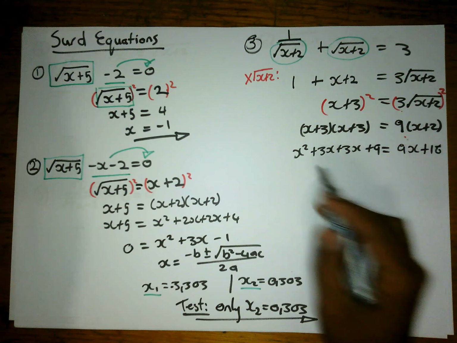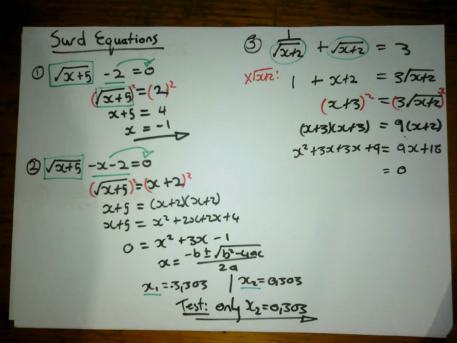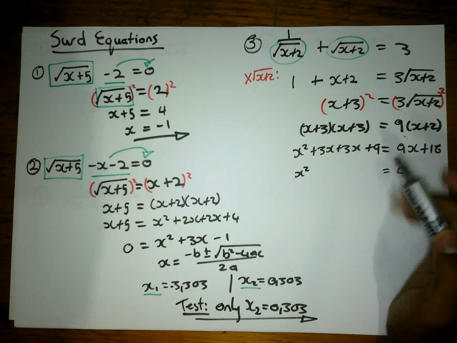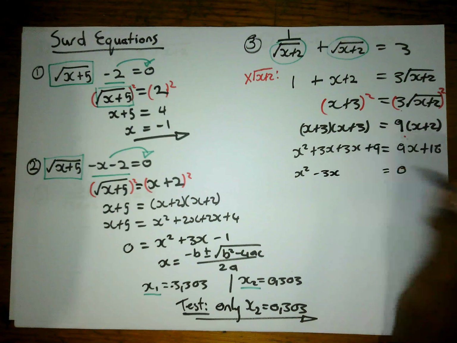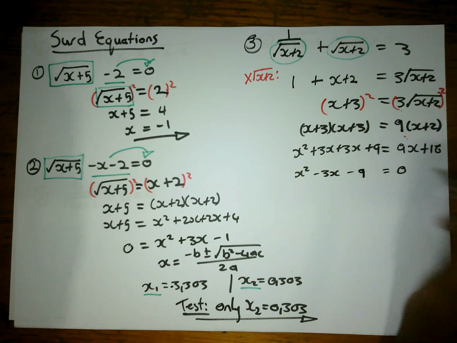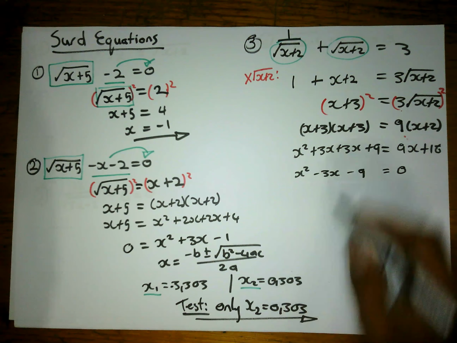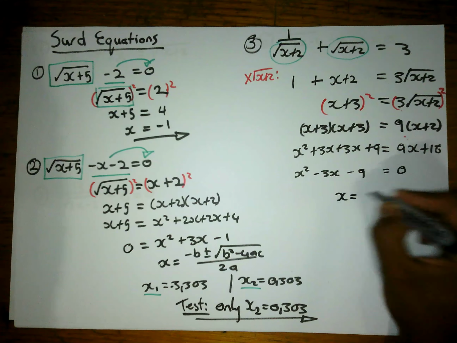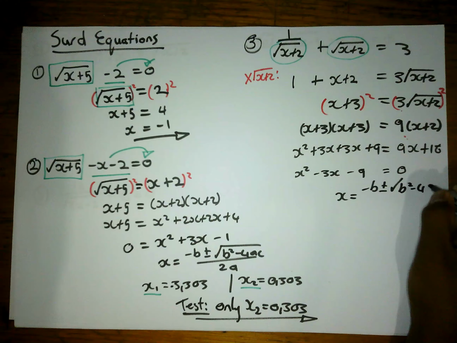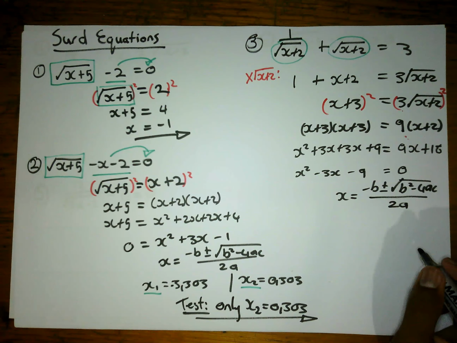Again, we have an x squared, so we're going to factorize now. That means everything on one side is going to be 0. The x squared there. Here we have 6x minus 9x equals minus 3x. 9 minus 18 is minus 9. So again, we have to use the quadratic formula. x equals minus b plus or minus the square root of b squared minus 4ac, over 2a.